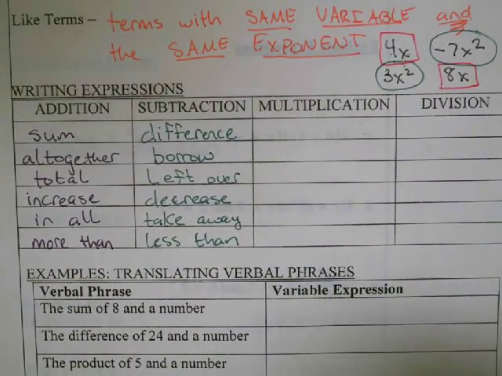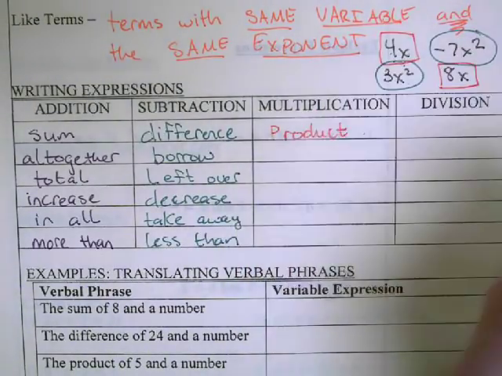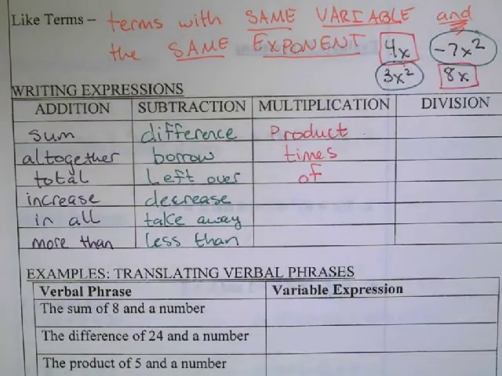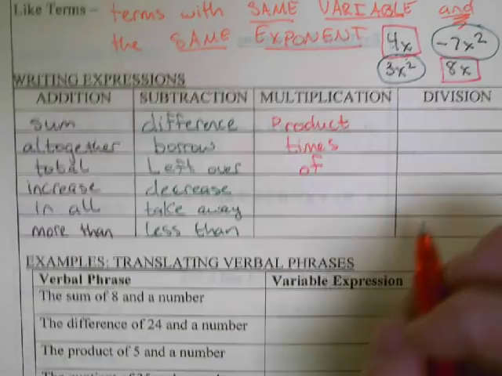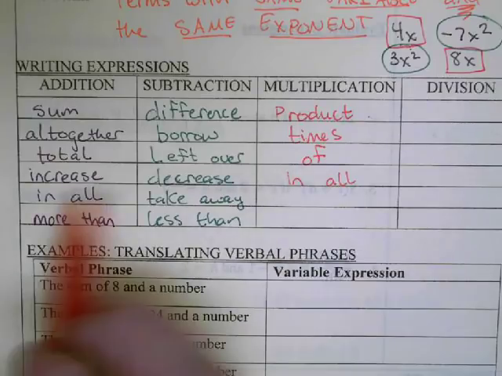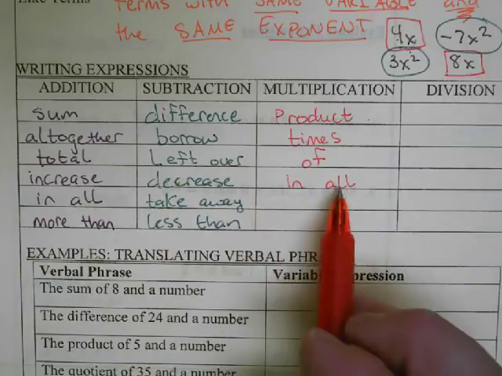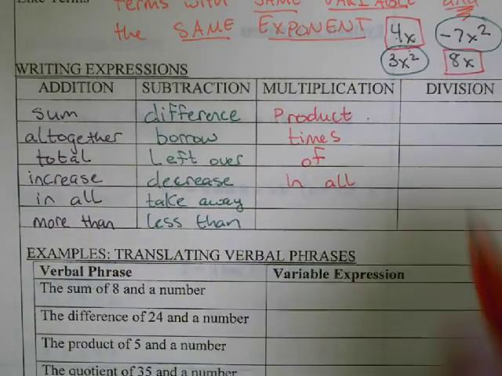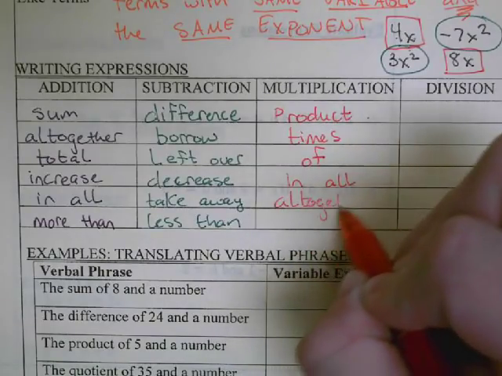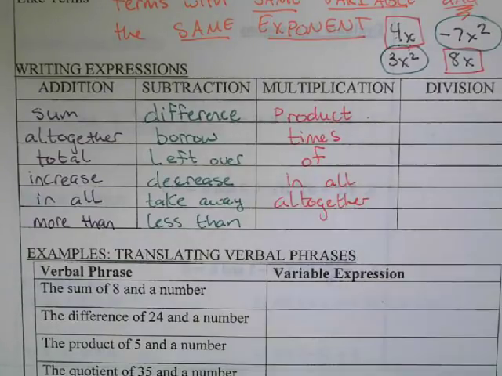For multiplication, we'll see the word product, times, of, in all. Notice how in all could be multiplication or addition, so make sure it's not always going to be addition or always be multiplication. It depends on the problem. And the same with the word altogether. Both of these can be addition or multiplication.